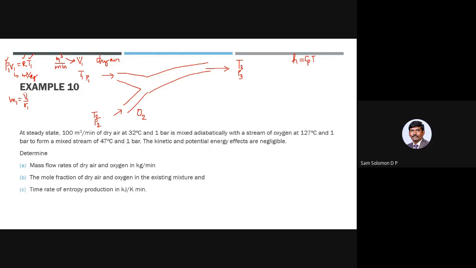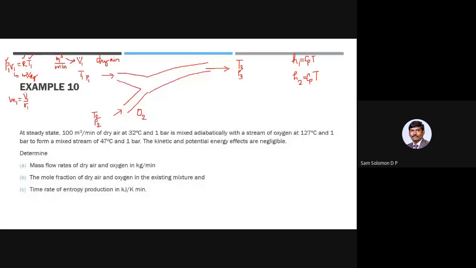H is Cp times T. So Cp for air is 1.005 and the temperature is given to us in the problem. So you know the value of H1. Your Cp of oxygen should have been given. It is not given to us in the problem. It should have been given. So Cp of oxygen into temperature of oxygen.